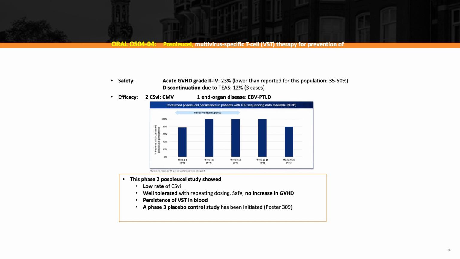The acute GVHD was 23%. Remember that this is a prophylactic strategy, and this is lower than reported for this population. It's in the range of 35 to 50%. And the discontinuation due to adverse events was quite low. And about the efficacy, there were 2 clinically significant infections: a CMV replication that was treated, and 1 end-organ disease that was EBV PTLD. And the interesting aspect also is that these cells persist a long time after the infusion. As you can see, even at week 19, you can detect these cells in 80% of the patients.